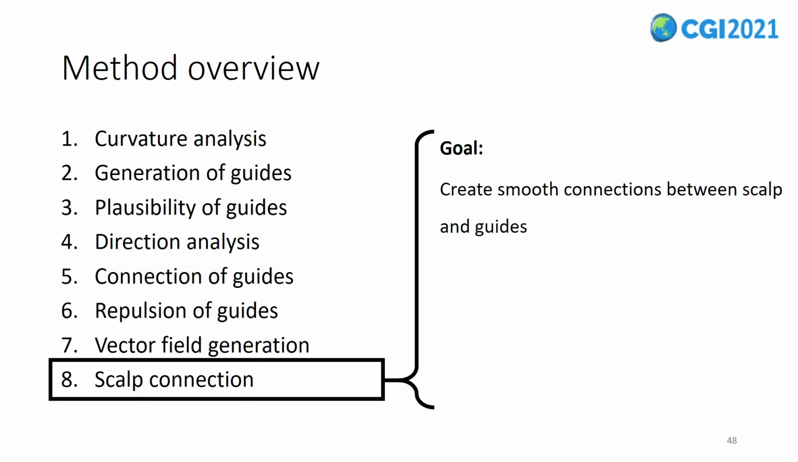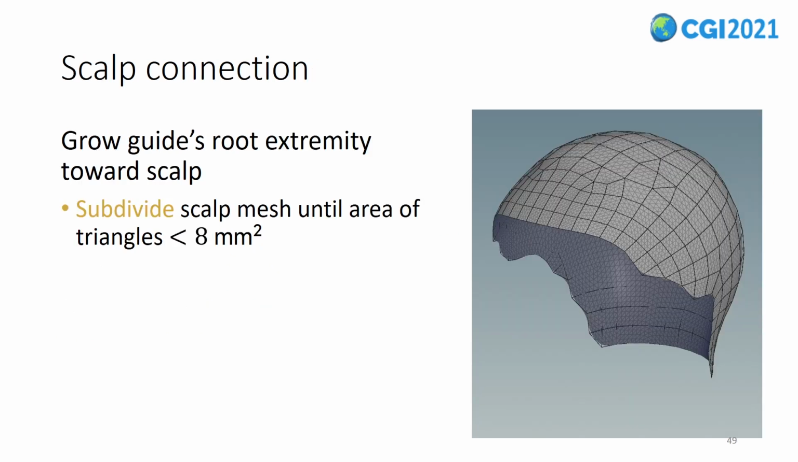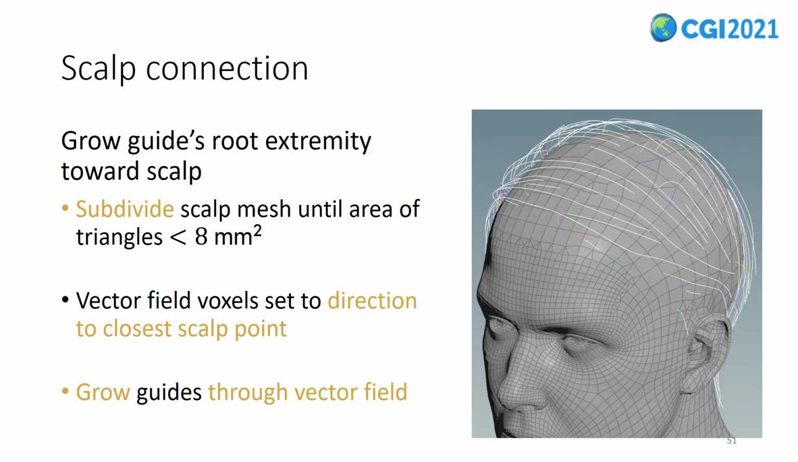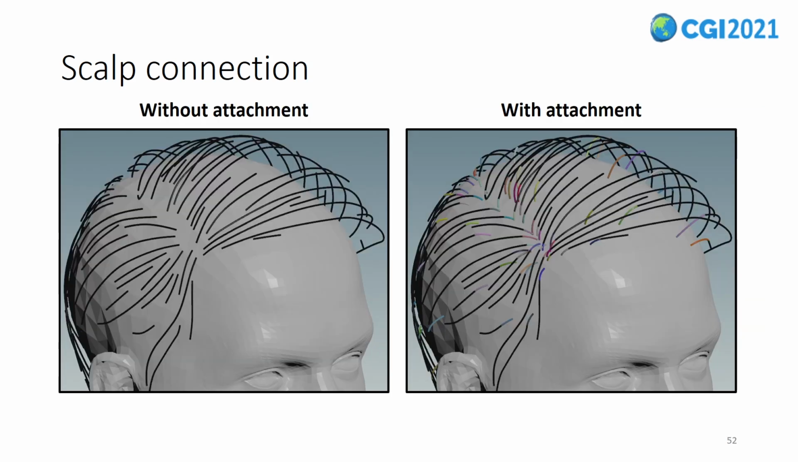At last, we have the scalp connection, where the root of the guides will be connected smoothly to the scalp. This is done by first subdividing the scalp mesh until the area of the triangles is less than 8 square millimeters. Then the vector field voxels are set to the direction toward the closest scalp point, and we draw the root of the guides through the vector field, which gives us the following attachment.